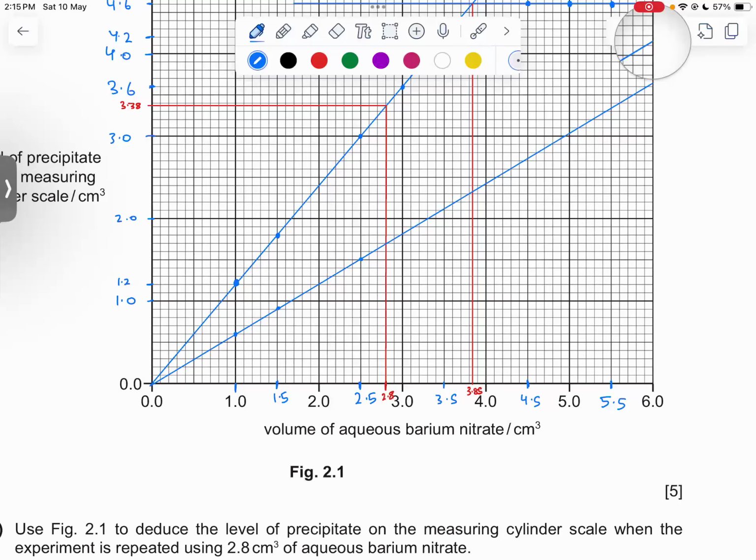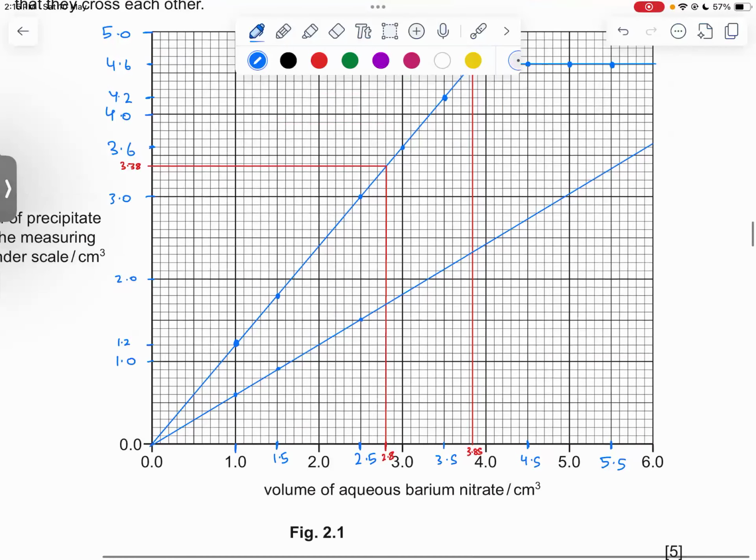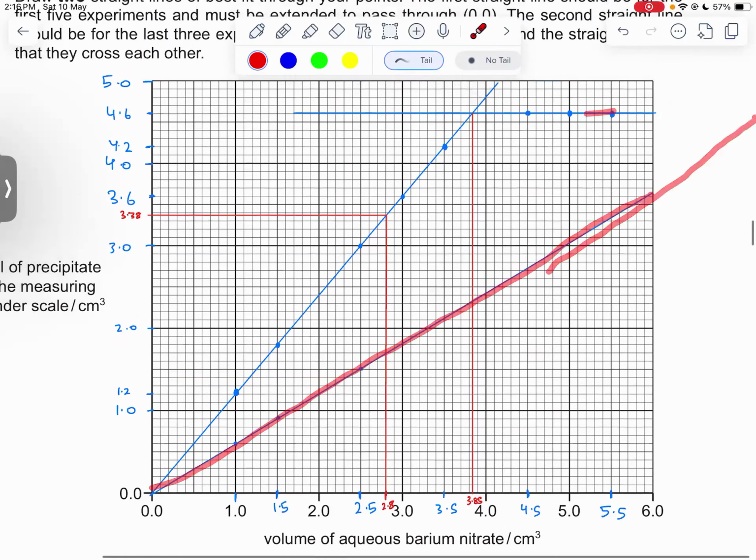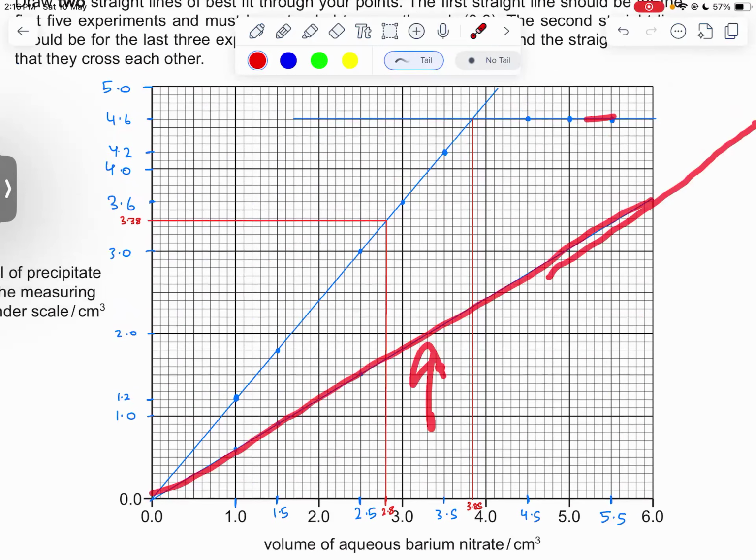Why will it go all the way? Because the maximum level of precipitate that can form is 4.6. That means if you're using this concentration, all these volumes of barium nitrate will now react, because they have not yet reached 4.6. They'll keep reacting. At some point, the volume will actually become in excess.